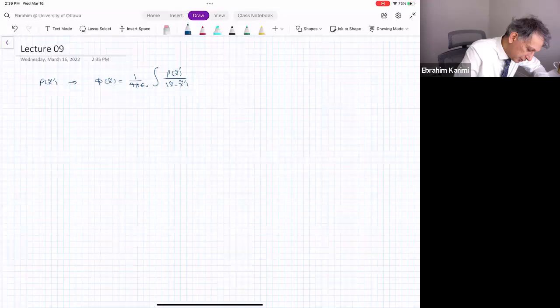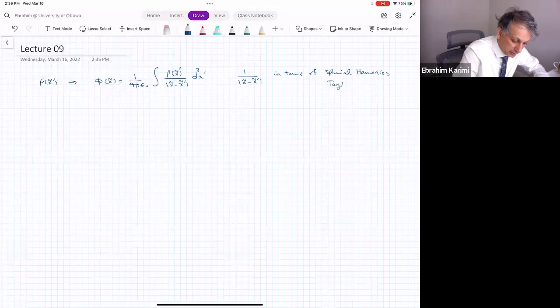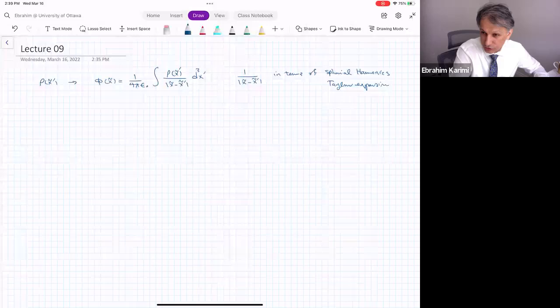And from here, we did the expansions of 1 divided by x minus x prime. And we did it either in terms of spherical harmonics, or we did it in terms of a Taylor expansion, in Cartesian coordinates or spherical coordinates.